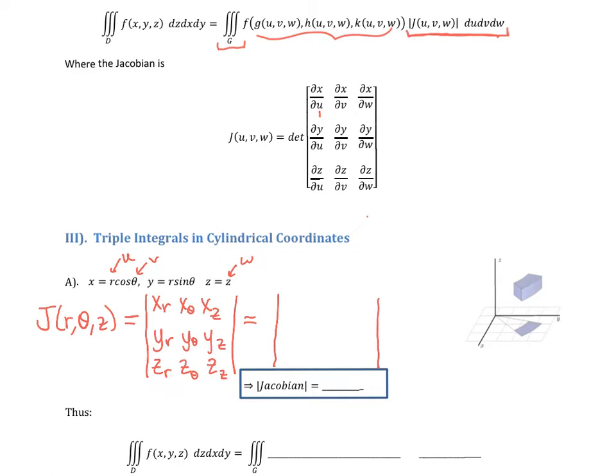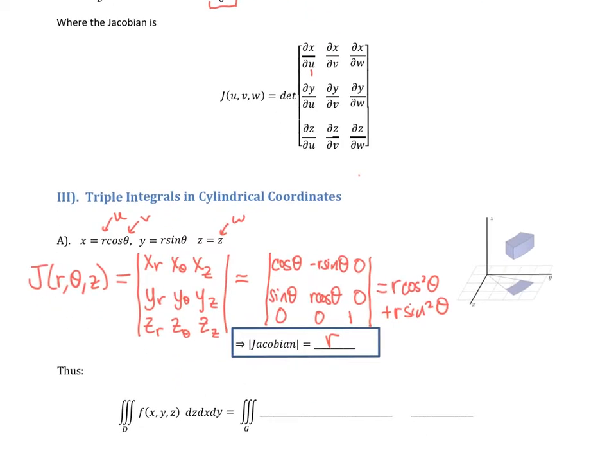Partial of x with respect to r. I'll just do this real quick. Okay, when we take this determinant, we're going to end up getting r cosine squared theta plus r sine squared theta plus 0. And just like last time, that's going to simplify to just give us r. So our Jacobian is actually the same as it was in polar. And we can see how this is going to make sense. Let's actually put it down here and then we'll look at the picture.